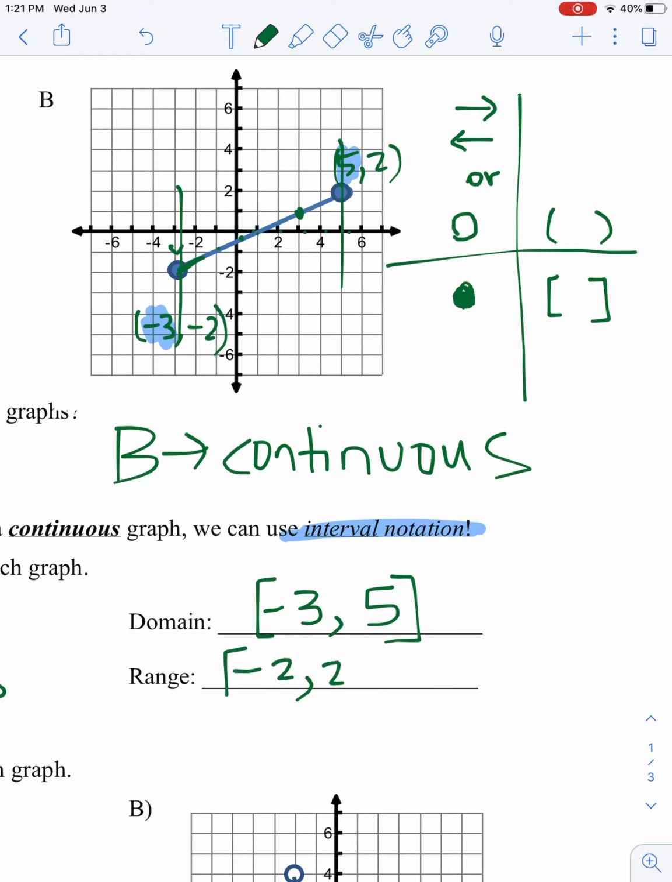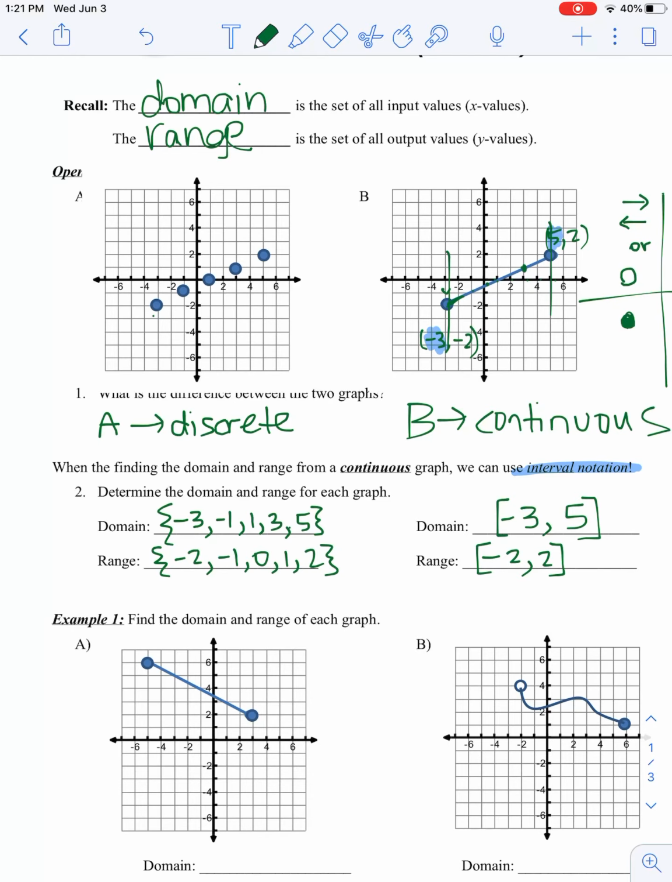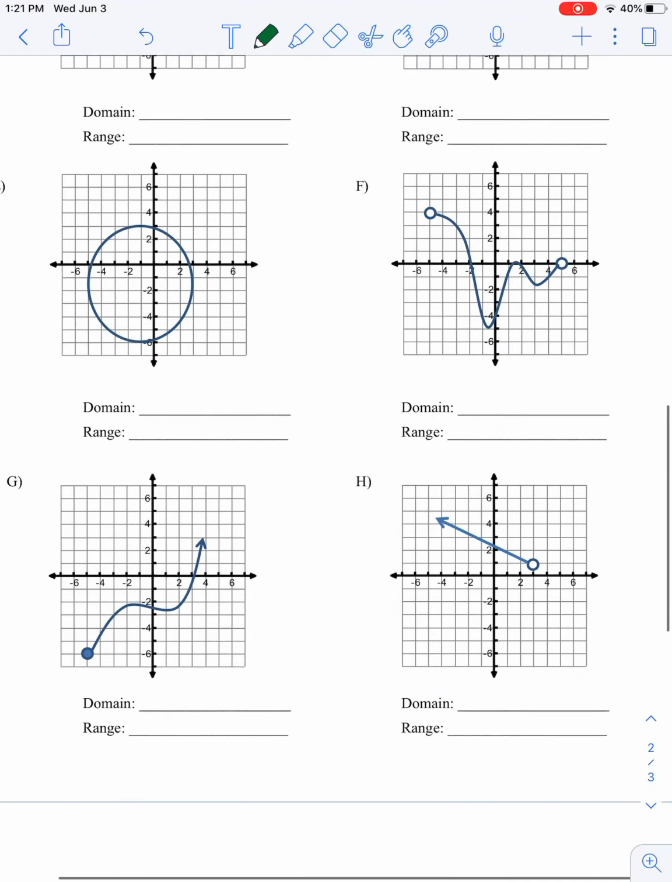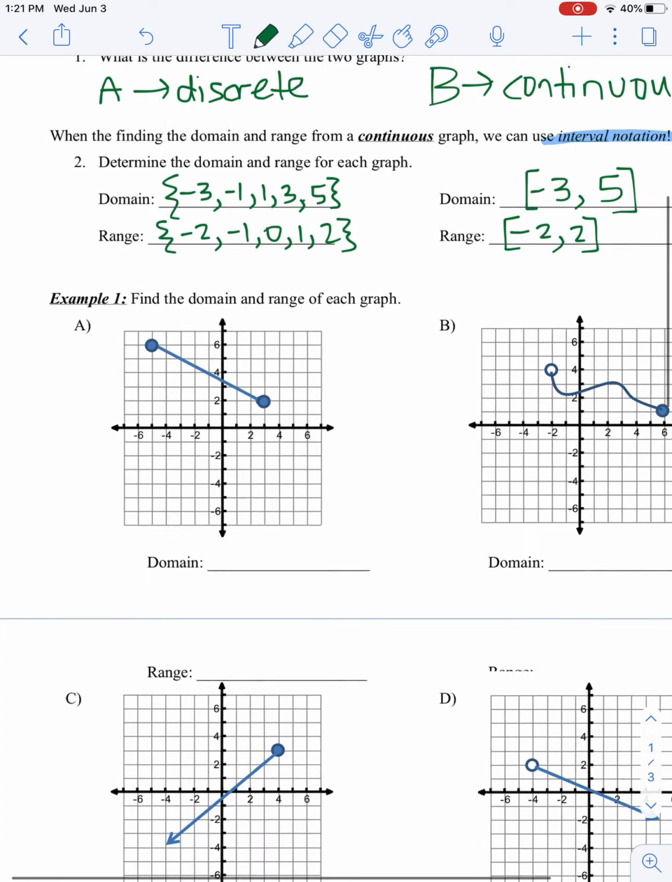Now, depending on the graph, there's lots of different things that can happen here. If we see arrows going left and right or up and down, then we're using infinity and negative infinity instead of other numbers. So we're doing a lot of examples. We have 8 more problems to practice this, so we see all types of things that could show up.